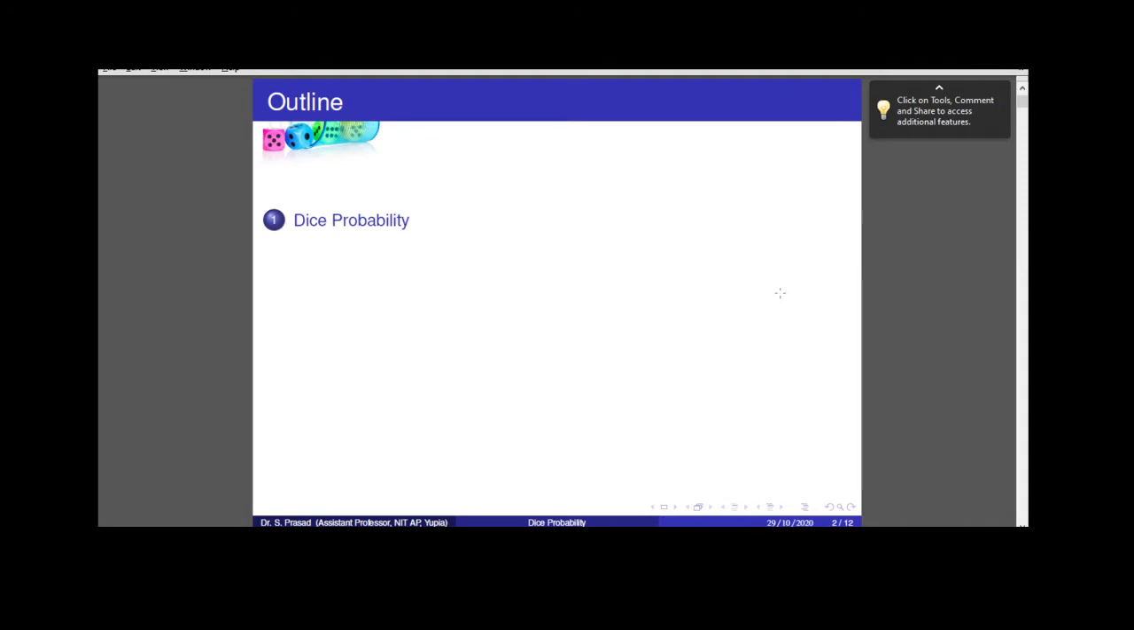Today, I'm going to discuss dice probability. These are the outlines of my lecture. Here we study dice probability, the sum of two dice and the sum of three dice. Then we use the concept of complex events for solving the sum of two dice and sum of three dice examples.